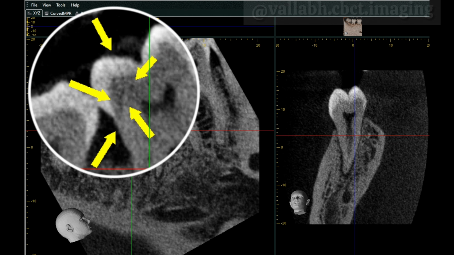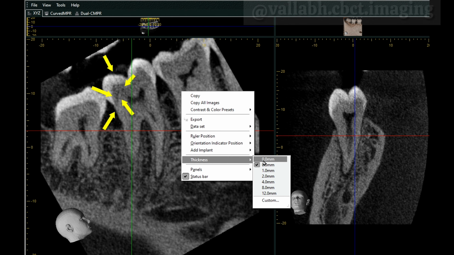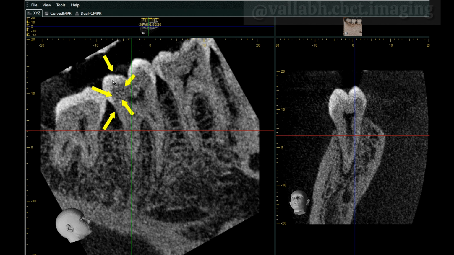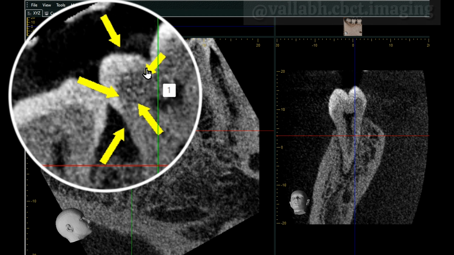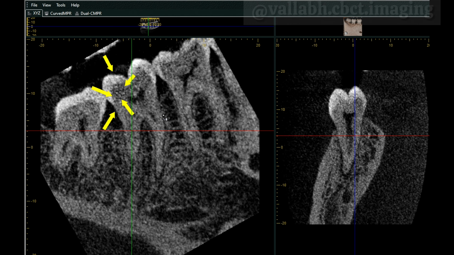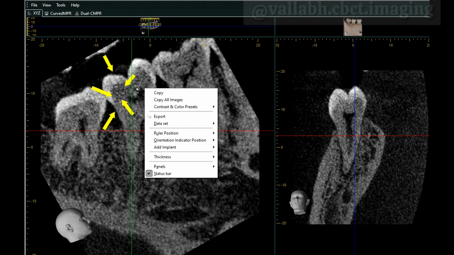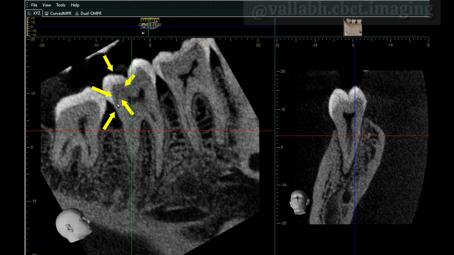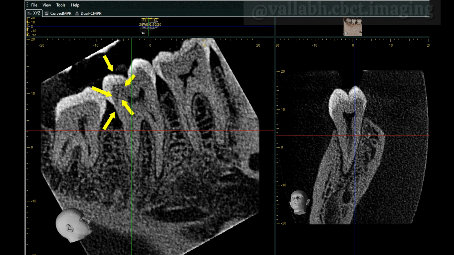In the same way, we can view this in 0.0 thickness. However, decreasing the thickness to 0.0 will also increase the image noise. Though the radiolucent line may appear more prominent, the image noise may increase. So it is well visible in 0.5 thickness. We can increase the sharpness filter, and we can very well see the radiolucent crack line.